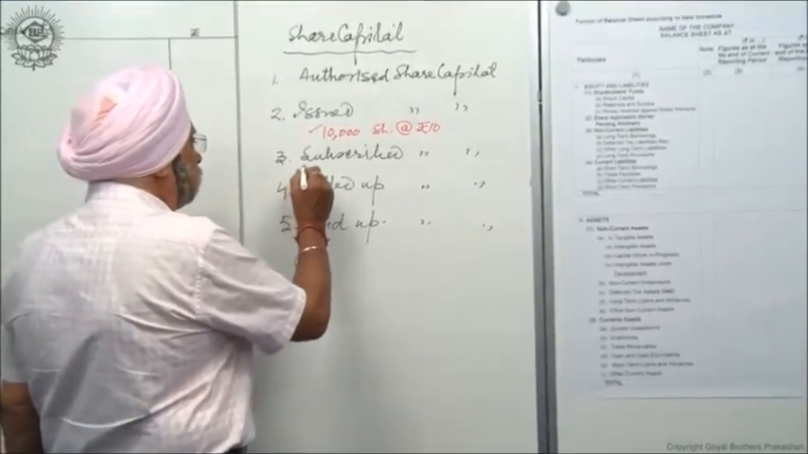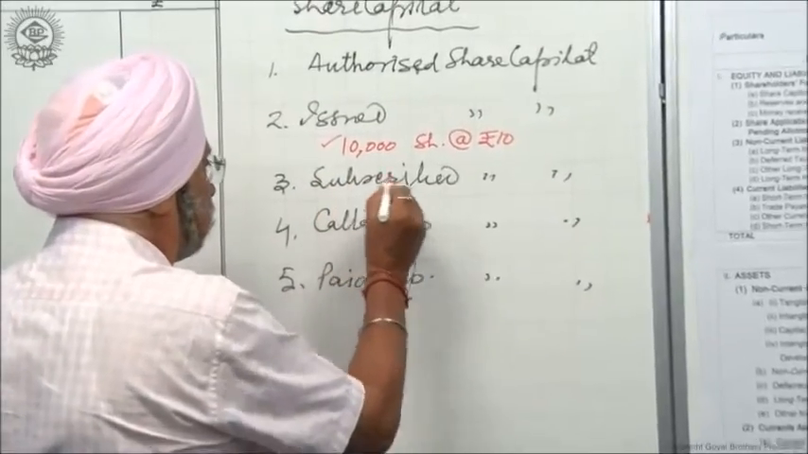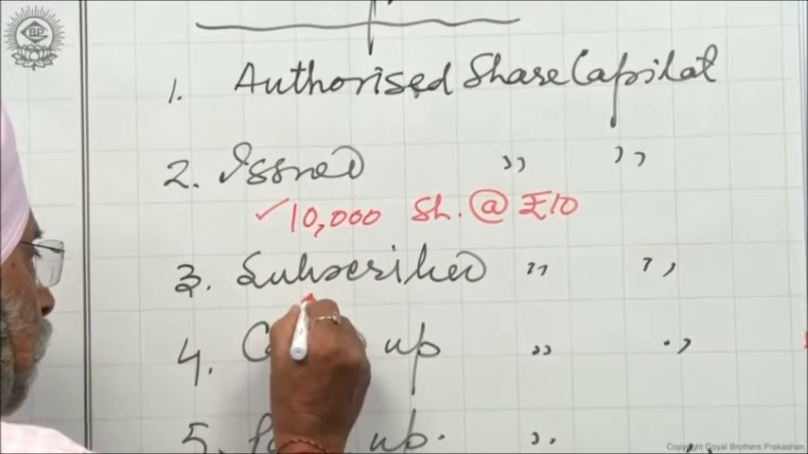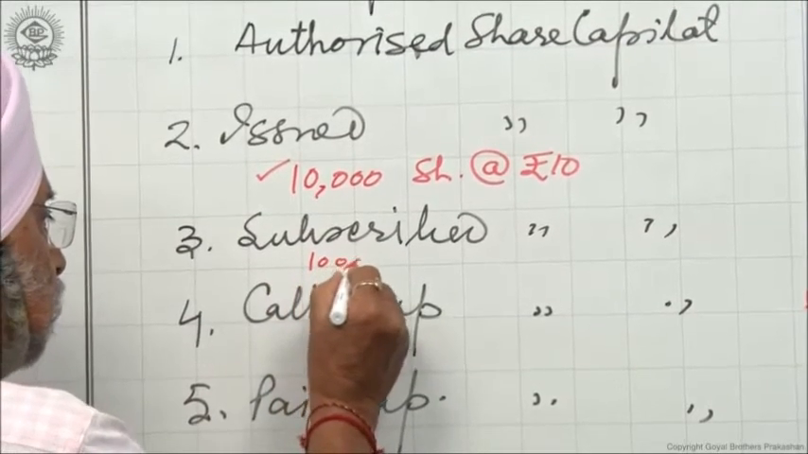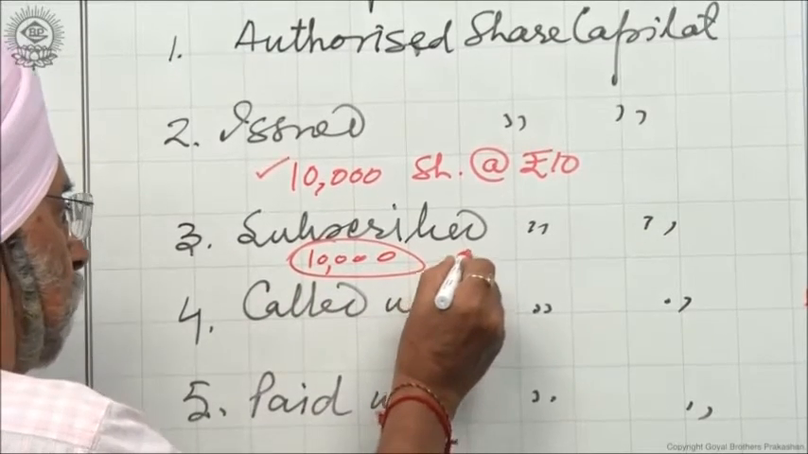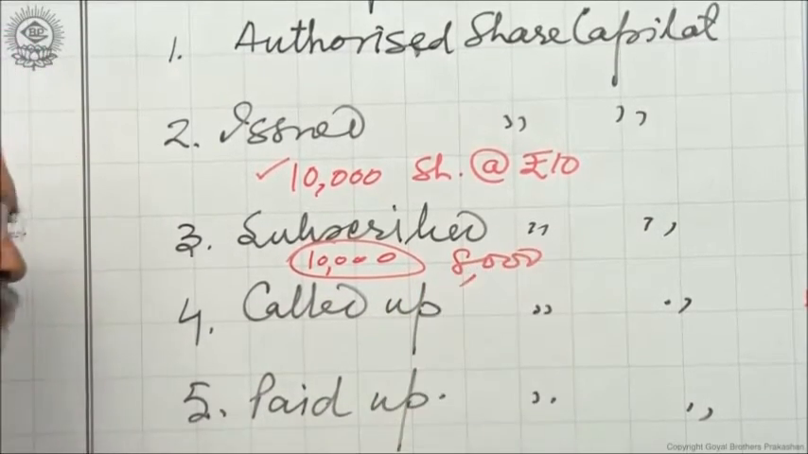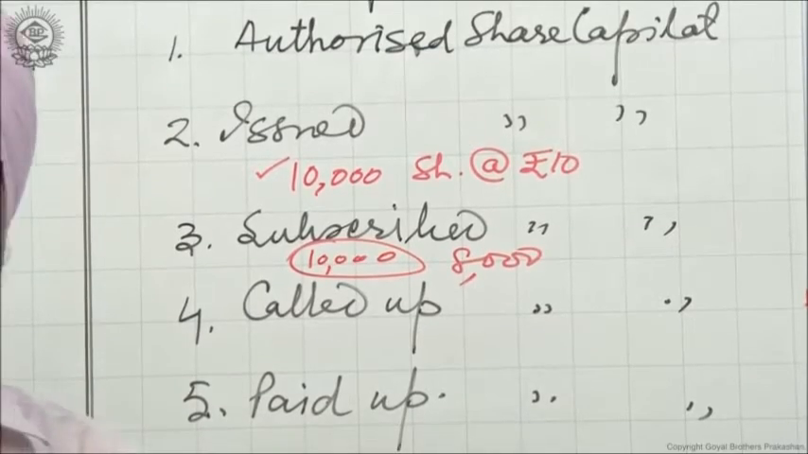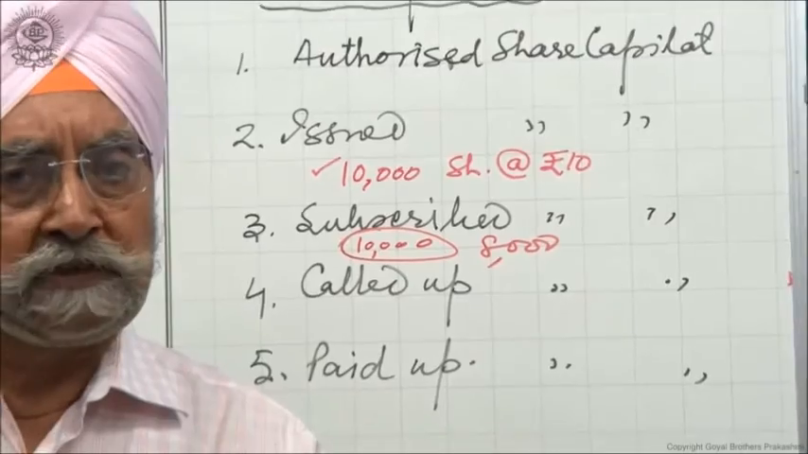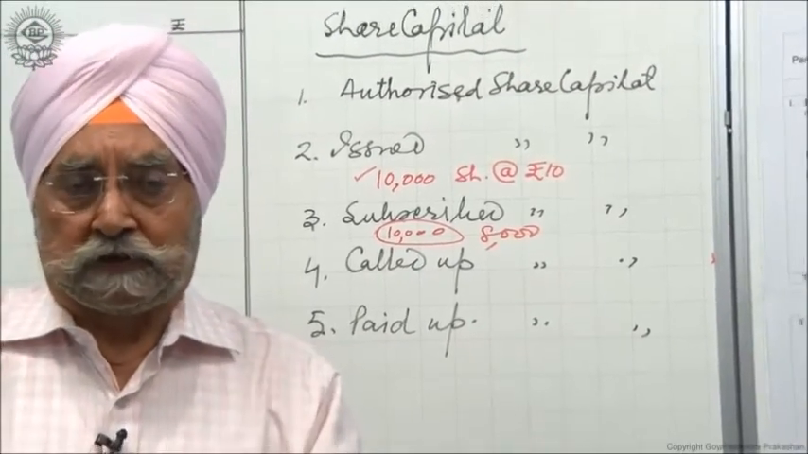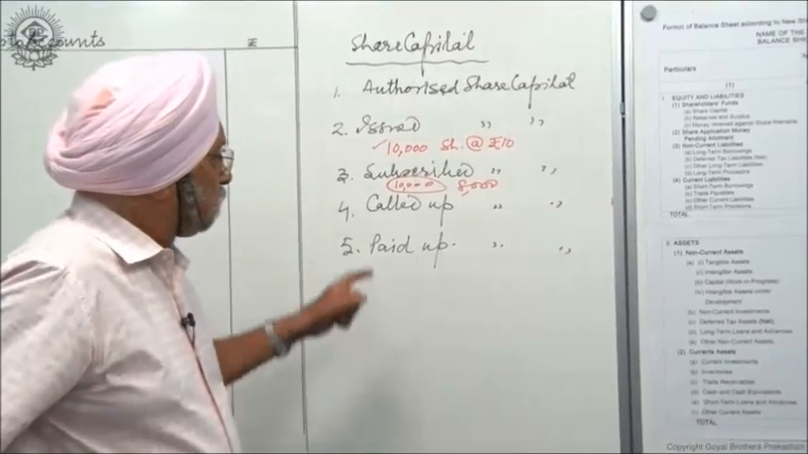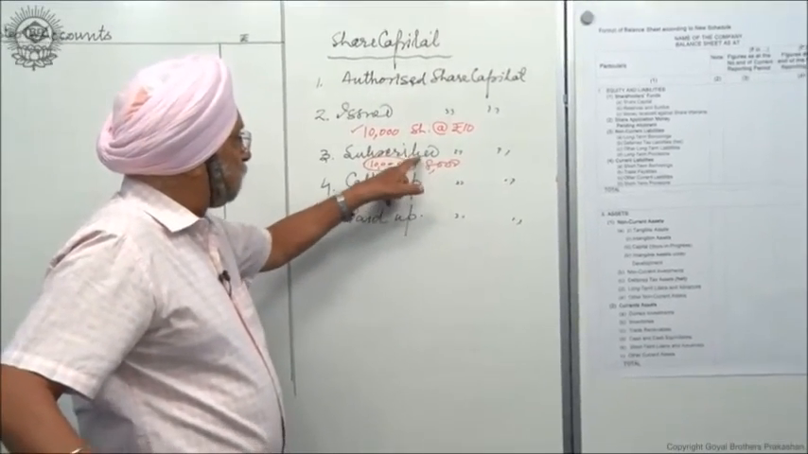So, subscribed share capital is, the shareholders may apply for 10,000. We will say fully subscribed. The shareholders may apply for only 8,000 shares. Shareholders have subscribed only for 8,000 shares. They are not happy with the management. They are doubtful about the intention of the company. Therefore, this will be the subscribed capital.